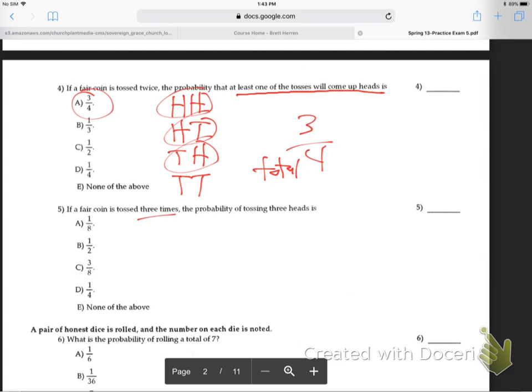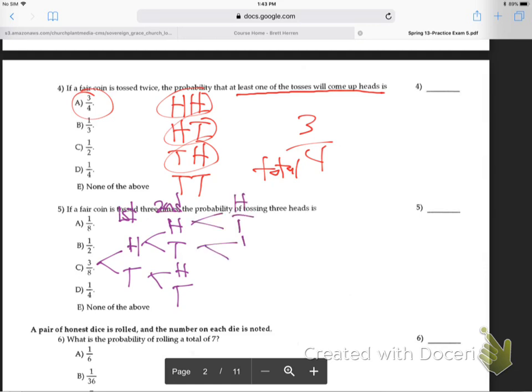A fair coin is tossed 3 times. Okay, now I'm going to show the branching again. That might help you. You don't have to. If you can just jump right to the results, that's fine. So it's a little bigger deal here. Head, tail for the first flip. And then head, tail for the second flip. And then from there, head, tail.